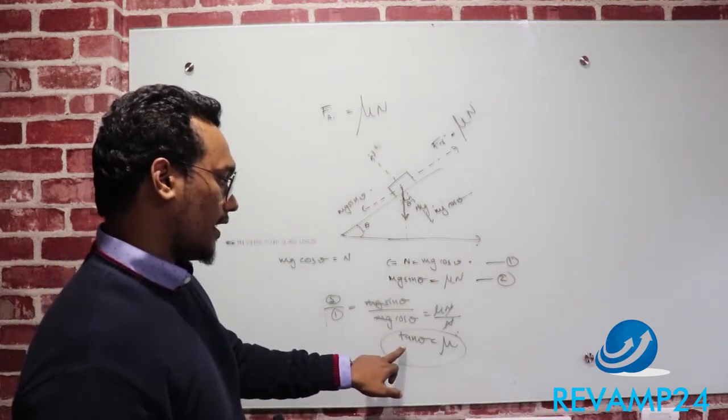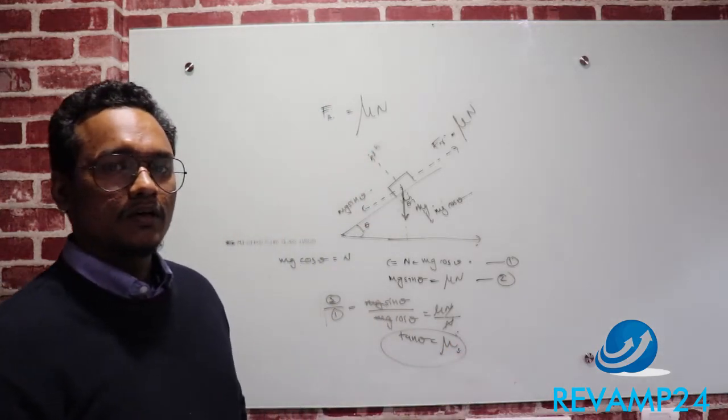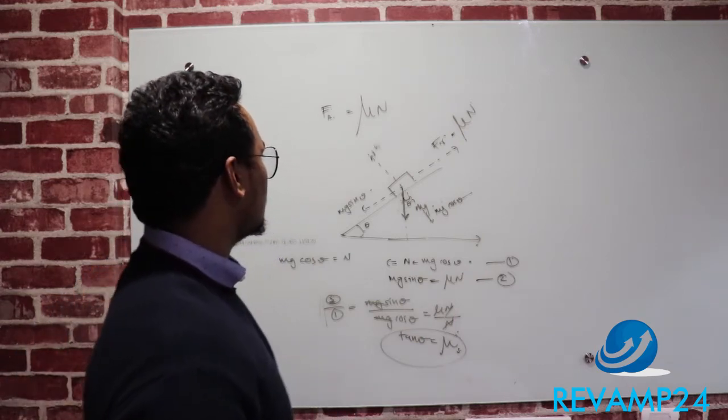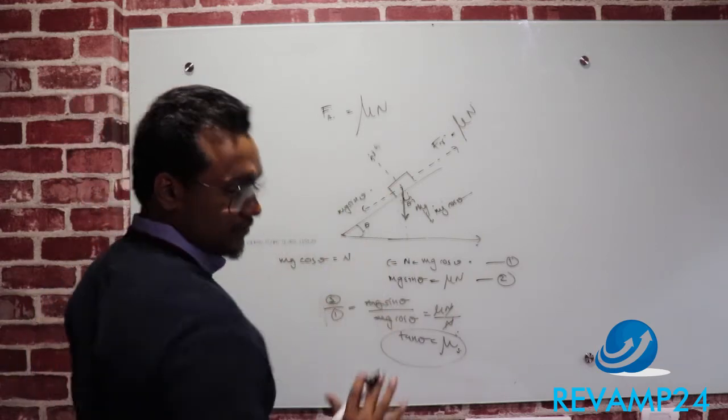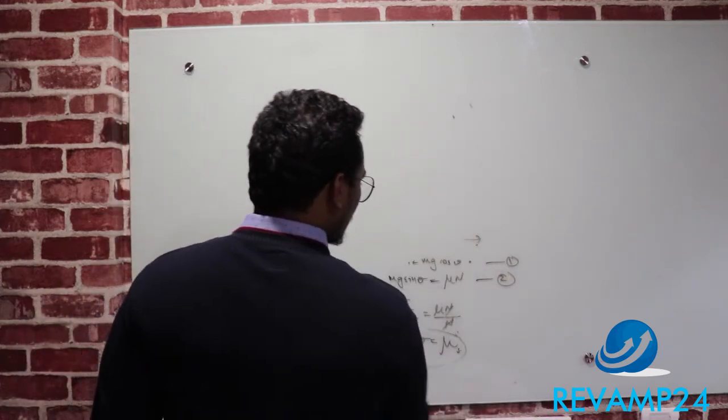So this is nothing but tan of angle of repose is equal to mu s. Mu s is nothing but the coefficient of static friction. Now I will also explain angle of friction.